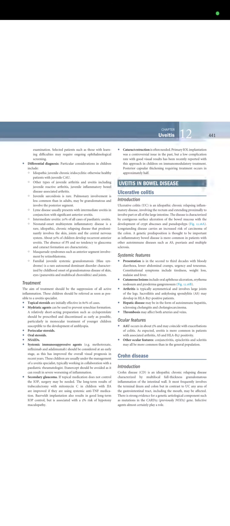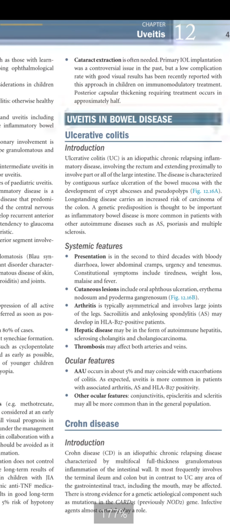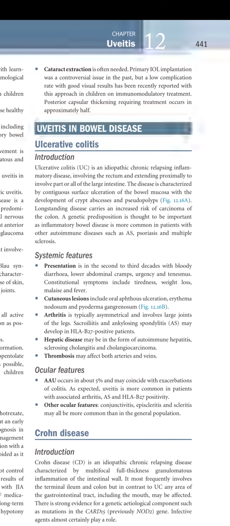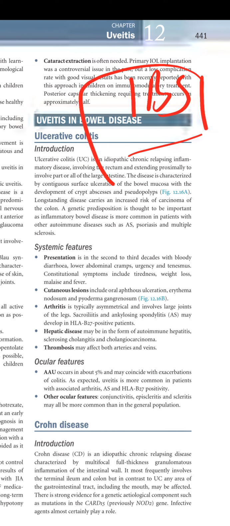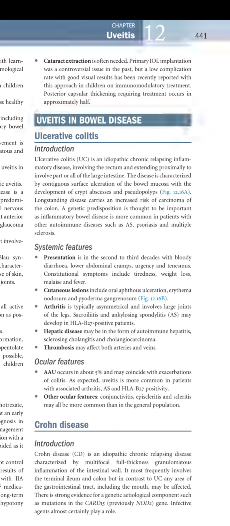So welcome to the Kanski lecture series, uveitis part 5, and in this part we are going to study uveitis in bowel disease, which is basically inflammatory bowel disease: ulcerative colitis and Crohn disease.